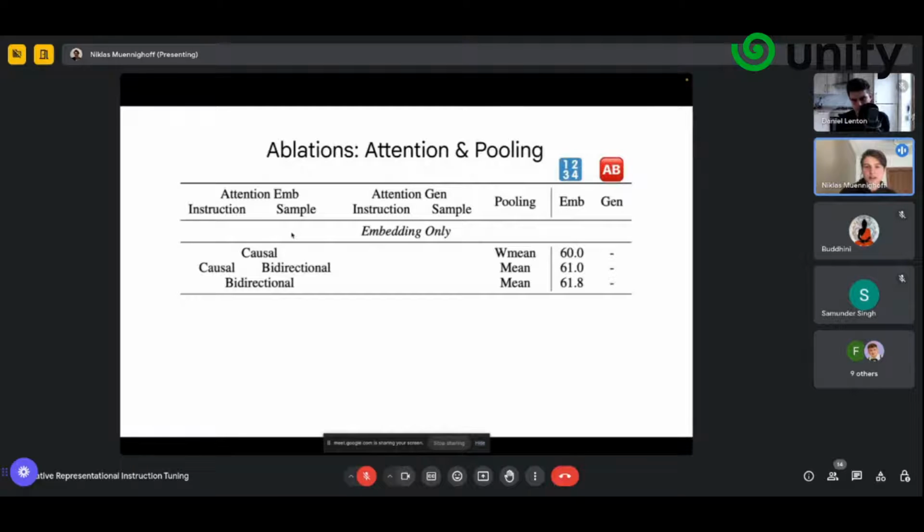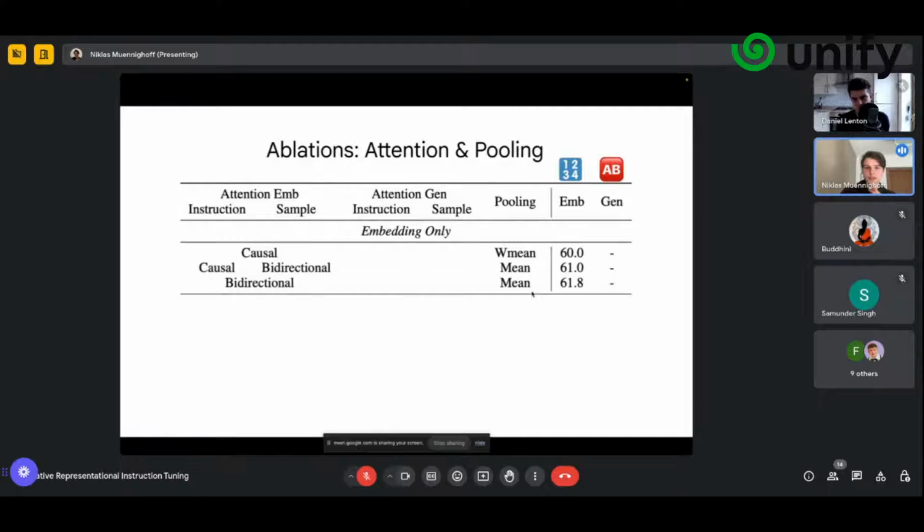First, let's look at embedding only. Here we just train pure embedding models, not doing generative fine-tuning. There we find that either we do causal, so everything is causally attended, or we do causal plus bidirectional, so causal over the instruction, which comes at the beginning, and then bidirectional over the sample that comes after, and then just doing fully bidirectional, which is our final model. The fully bidirectional one performs best.